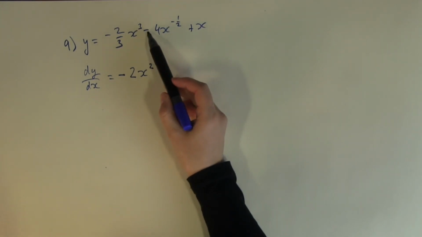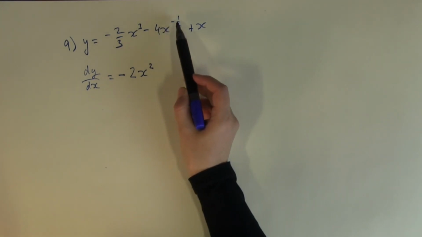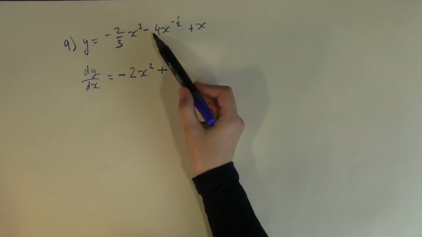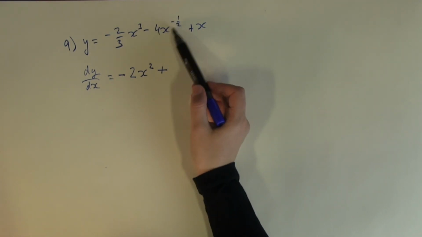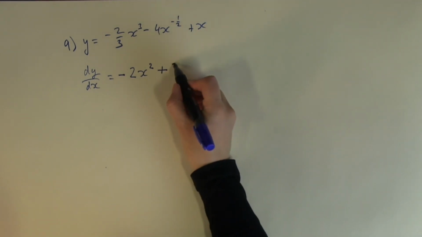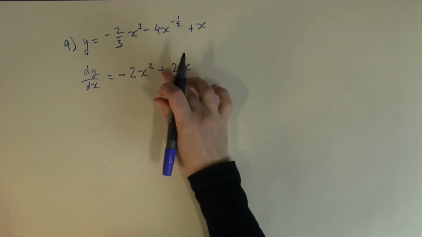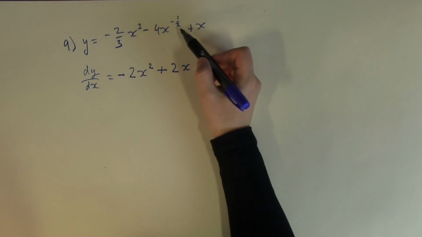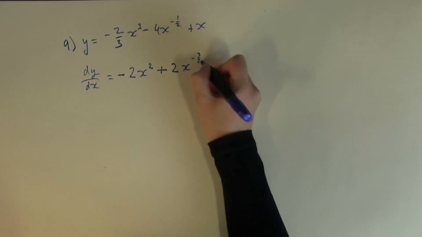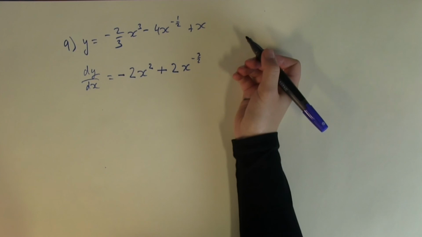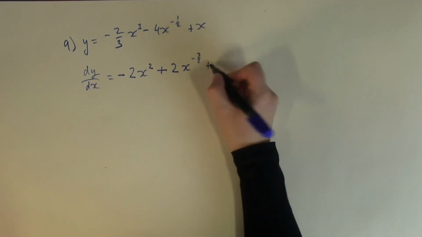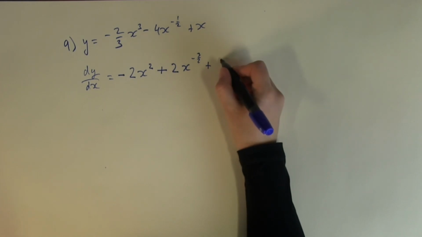Second term, it's negative, but I'm bringing the power down, which is also negative. So negative times negative will make it positive. And 4 times a half, or a half of 4, is 2. So what will be the x's power? Minus half take away 1 gives me minus 3 halves, or minus 1.5. And what's the derivative of x? Remember that this was a special case. x's derivative is always 1.